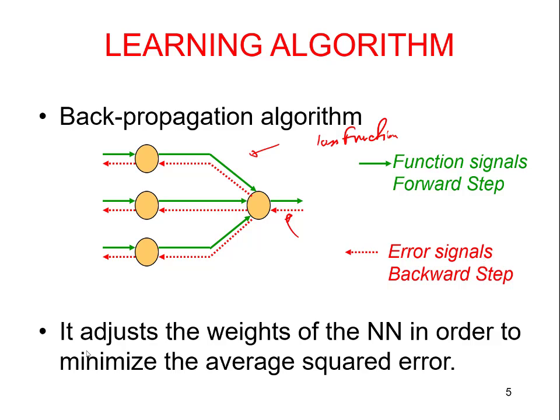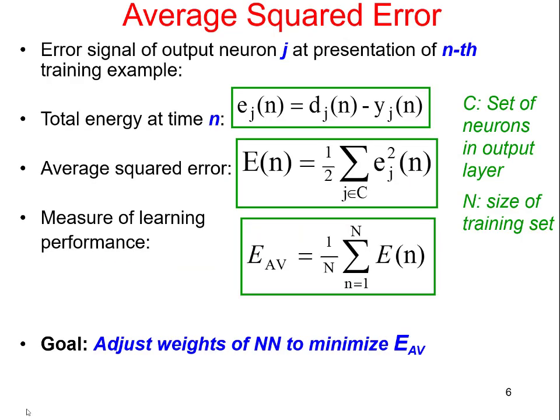Back propagation adjusts the weights of the neural network in order to minimize the average squared error. What it tries to minimize is the loss function. In this case, the loss function is the average squared error. So we are using average squared error as the loss function, and our target is to train our neural network so that it minimizes the loss function. So let's see how we can do this.